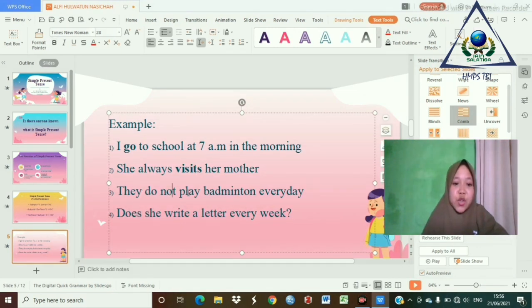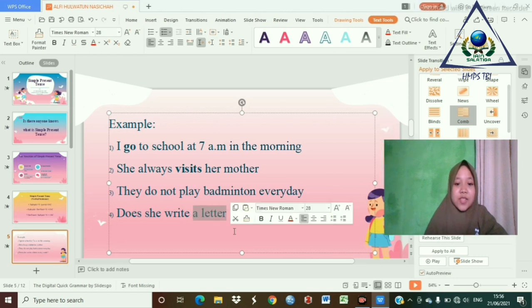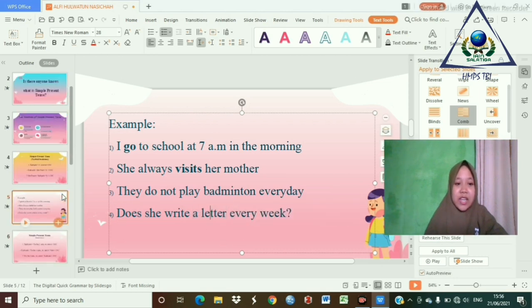They do not play badminton every day. They are subject plus do not plus verb 1, play, plus object or complement, badminton every day. And the next, does she write a letter every week? This is does plus subject plus verb 1 plus object or complement.